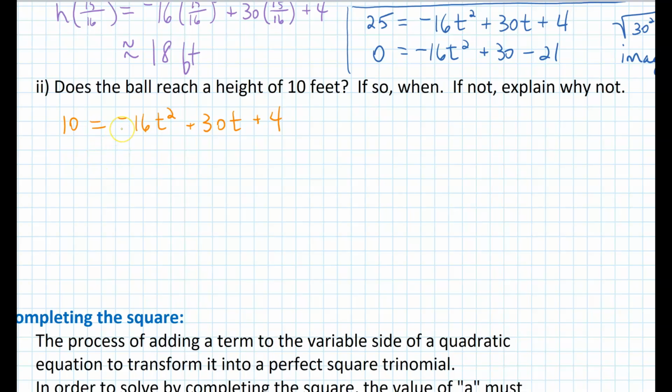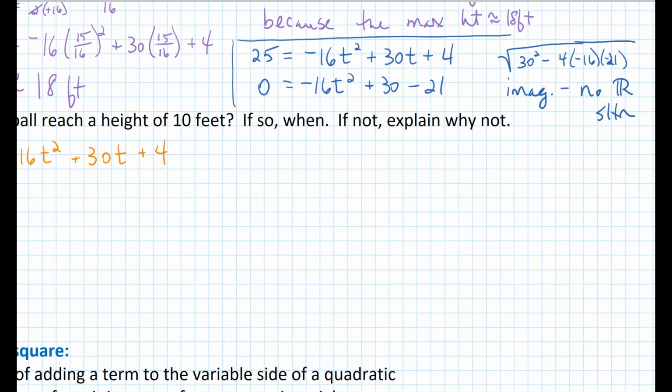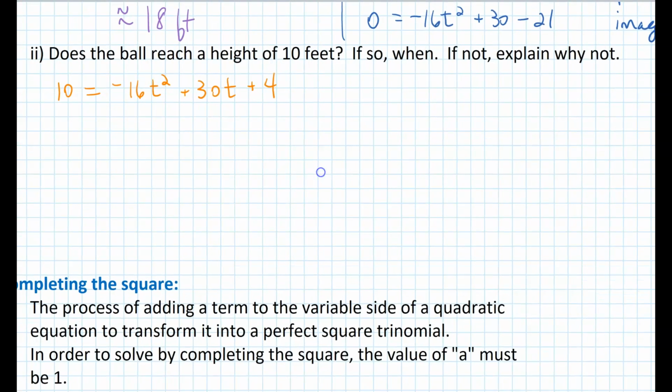Well, you'd have to show that you found the max height and it doesn't reach it, or you'd have to show this equation over here and say it doesn't work. There's no real solution. One or the other. Yeah, they both work just fine.